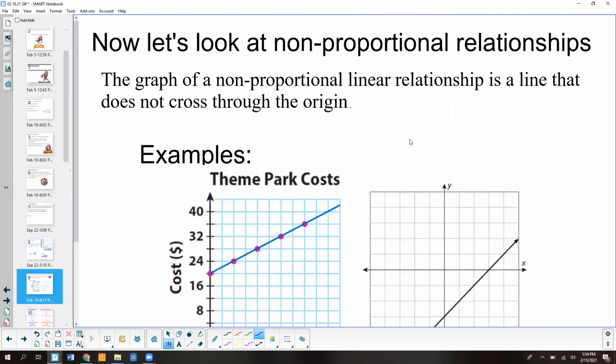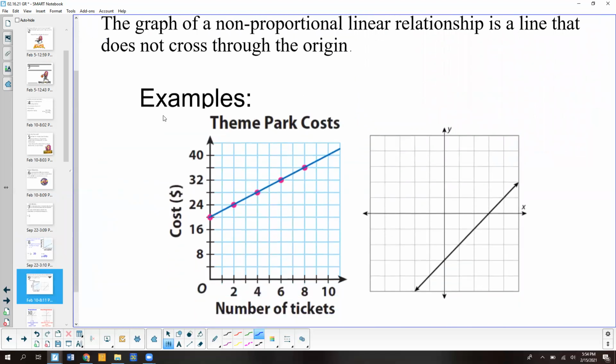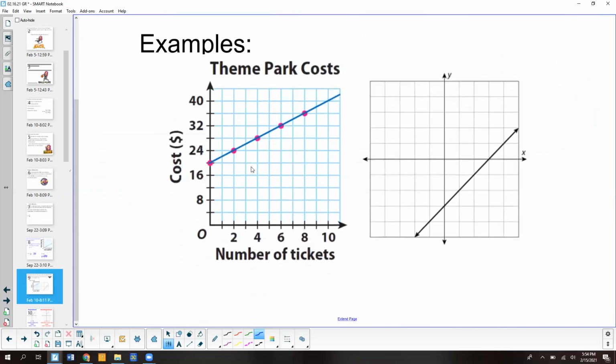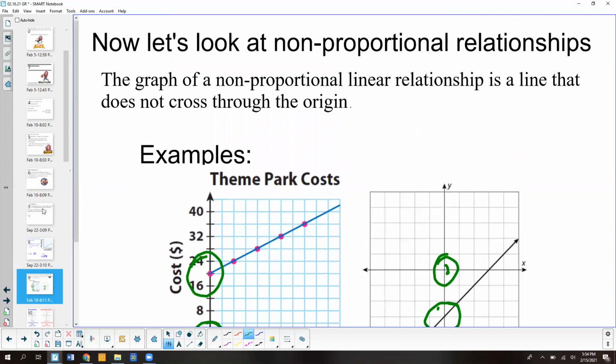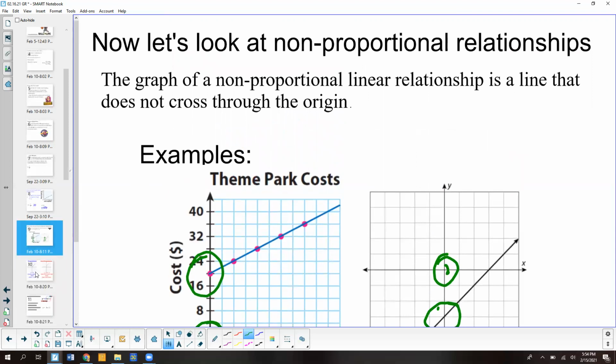So let's look at a non-proportional relationship. These are examples that do not cross the origin. Still straight lines, but if you notice, both of these are not crossing at the origin. Again, the origin would be at 0, 0. These are crossing elsewhere on the y-axis. So we're going to look at these examples and talk about how to figure those out. What's the difference in a real world situation.